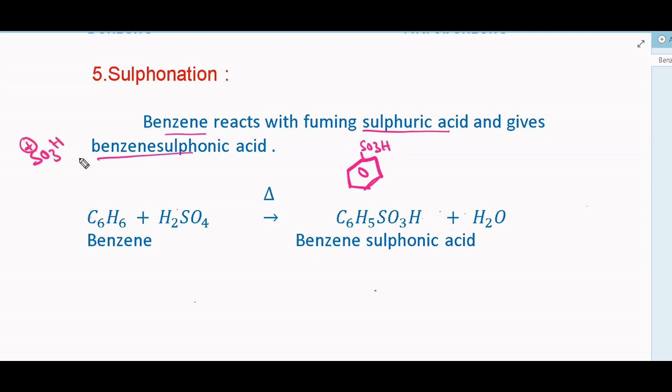What is the meaning of electrophile? Electron deficient species. So this is the sulfonation reaction. Benzene reacts with fuming sulfuric acid and gives benzene sulfonic acid. C6H6 plus H2SO4, that means sulfuric acid, and on heating gives us benzene sulfonic acid, C6H5SO3H, plus H2O. This is all about benzene preparation and benzene chemical properties.